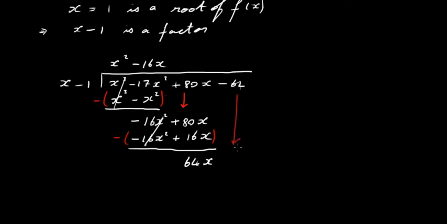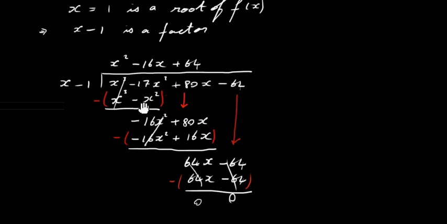Okay, for the last one, we take this minus 64, bring it down here, and start again. So x into 64x is plus 64. Multiply the 64 by these two, and we get 64x and minus 64. Finally, you subtract here, and you'll find that gives you 0. So we have no remainder, which is what you would expect. We know that x minus 1 is a factor. It divides into this cubic expression, so this is our other factor here.